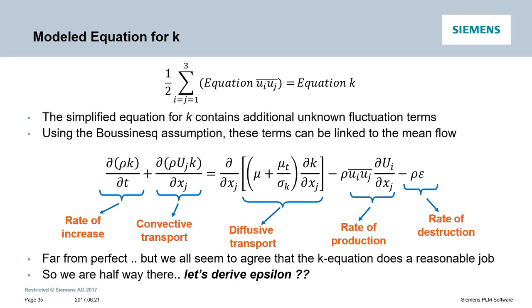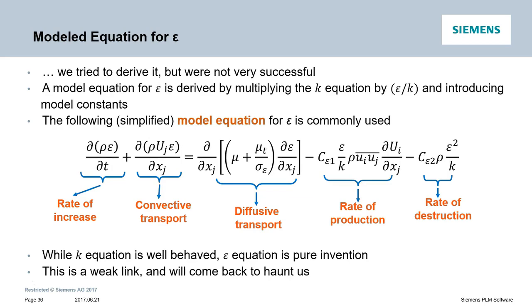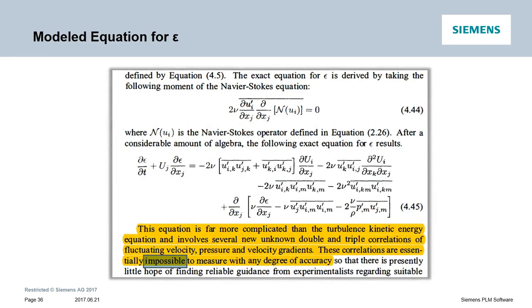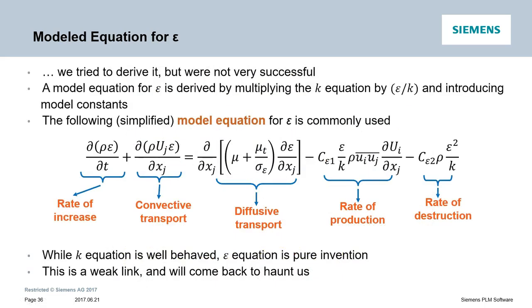So let's try that. We tried, but we were not very successful. To be precise, we can actually derive an equation for the dissipation rate, but it contains too many unknowns to work with. So instead, we ended up using some mathematical and physical reasoning to come up with the model equation for the dissipation rate. It can be derived by multiplying the k equation by epsilon divided by k and introducing these model constants.